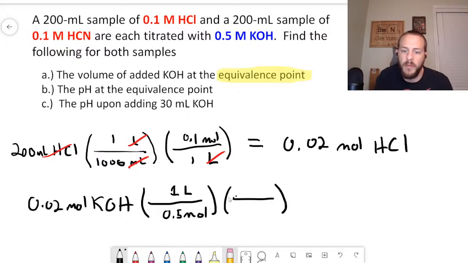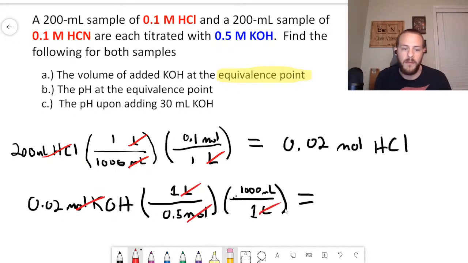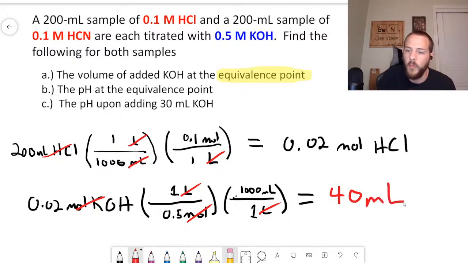And just to keep it consistent with the rest of the problem, let's convert this volume in liters into milliliters. So we know that 1 liter is equal to 1,000 milliliters. Just make sure our units cancel. Moles cancels with moles. Liters also cancel. So we get 0.02 divided by 0.5, times 1,000. That is 40. I don't know why that's in red, but 40. Oh, it's because I was using that to cancel. 40 milliliters of potassium hydroxide.